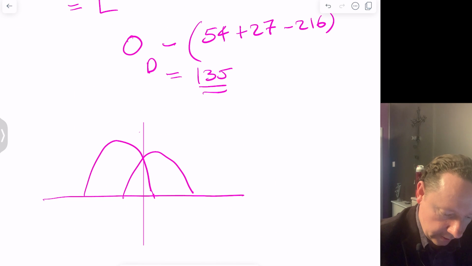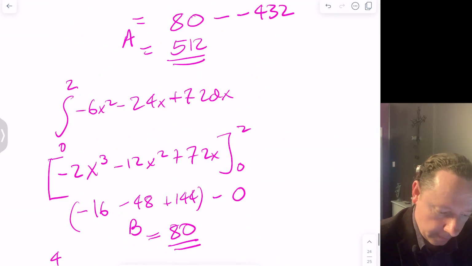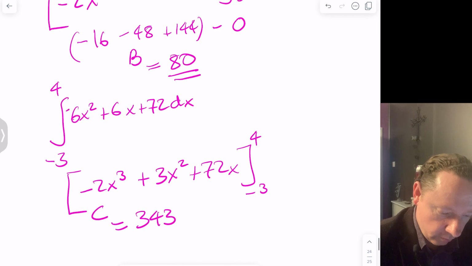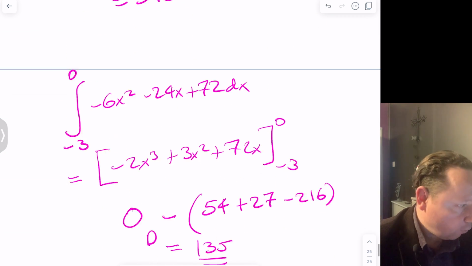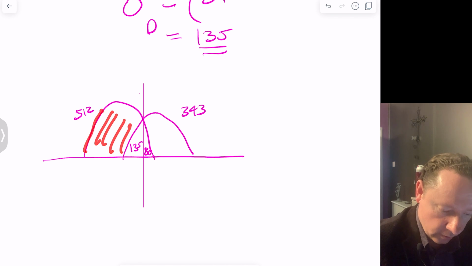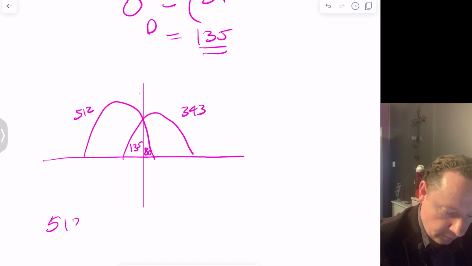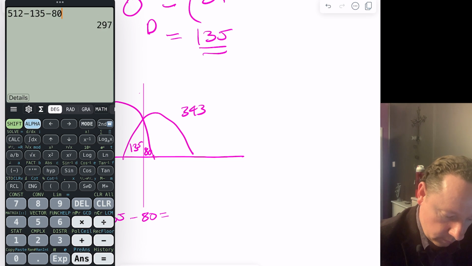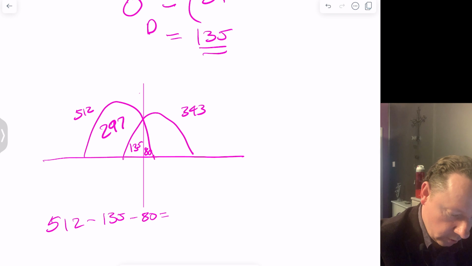So there we are there. We've got 135 on this side and 80 on that side that we've worked out. And then we've got 512 and 343. So we know that this is 512 and this is 343, but we want to know how big this bit is in here. So I need to take the whole of it minus these two numbers. So 512 minus 135 minus 80 is 297. So this one's 297.